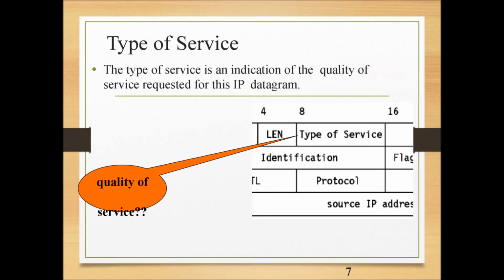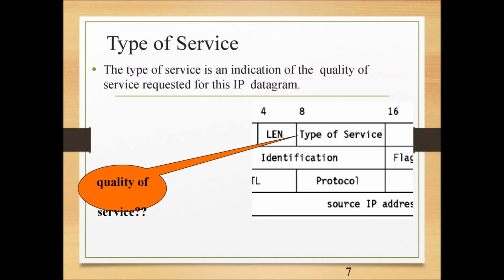Next field is type of service. The type of service is an indication of the quality of service requested for this IP datagram. So type of service is basically quality of service. Normally, what is quality? We use this word in our daily life as well, but in our network, quality is very important. So what is quality? There may be no data loss, there may be no delay, there may be no jitter. So this is quality of service.